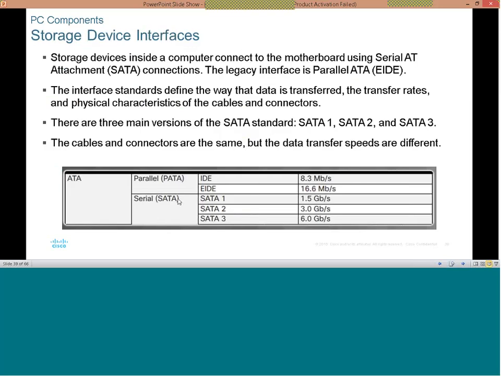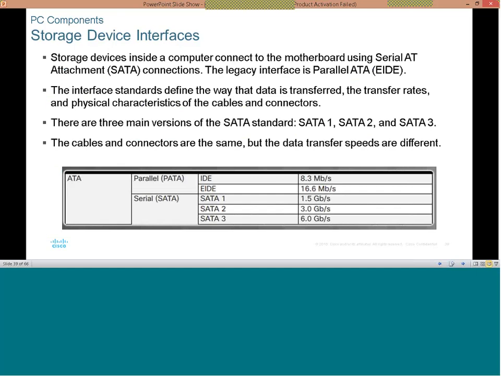Okay, so storage device interfaces. Storage devices inside a computer connect to the motherboard using Serial ATA. I've explained the AT technology, which is the power supply type. Attachment, which is SATA connections. The legacy interface is the parallel ATA, which is what we were using before. But now we've moved to the era of SATA, which is very, very common.